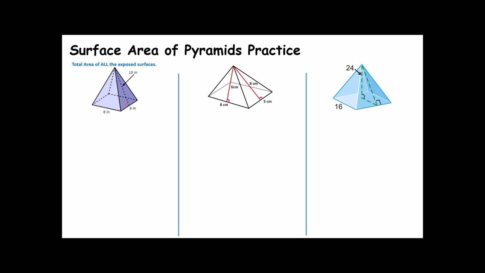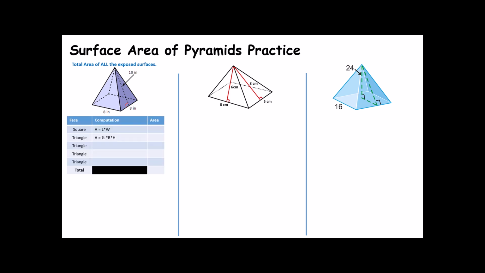Remember, we're looking for the total area of all the surfaces. Because this is a square pyramid, I have the square base and four triangles. The base is an 8 by 8, so it has an area of 64. The triangles are all 8 wide and 10 tall. Remember, that's the height of the triangle, which is longer than the height of the pyramid.